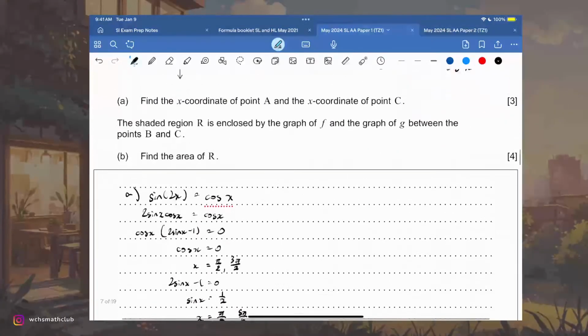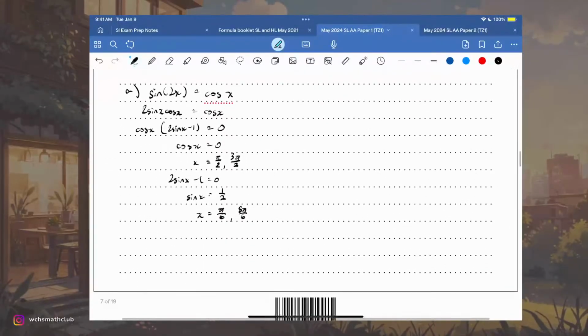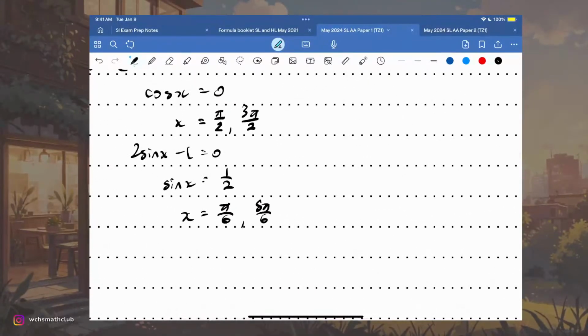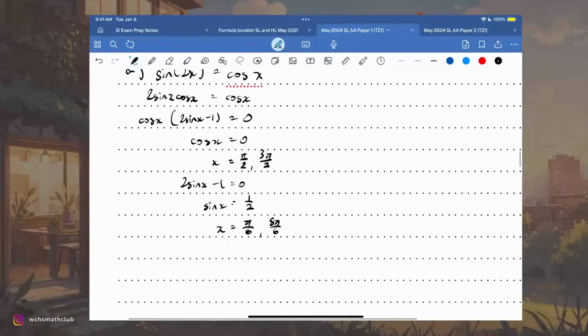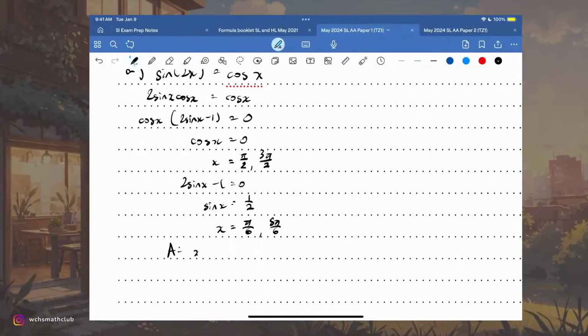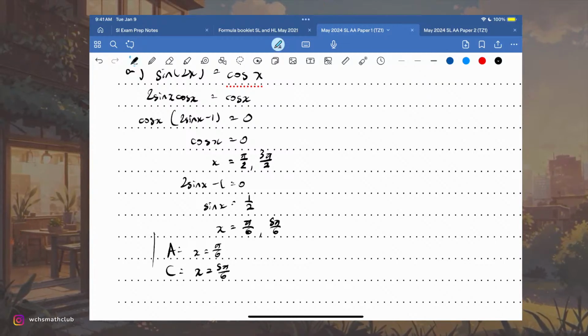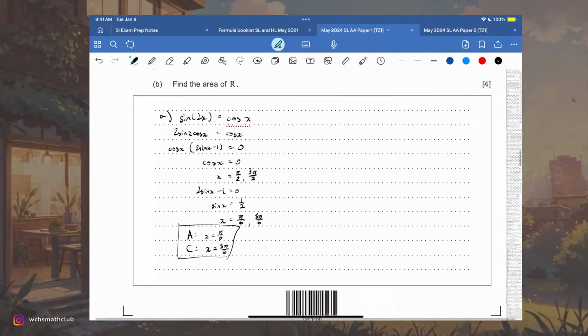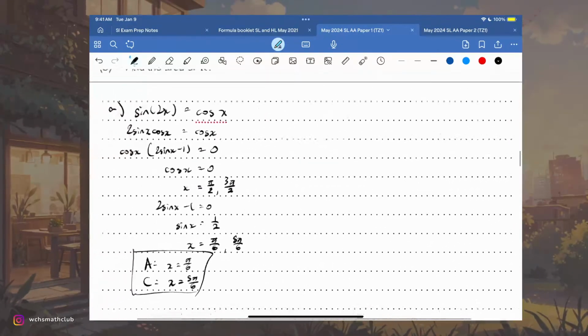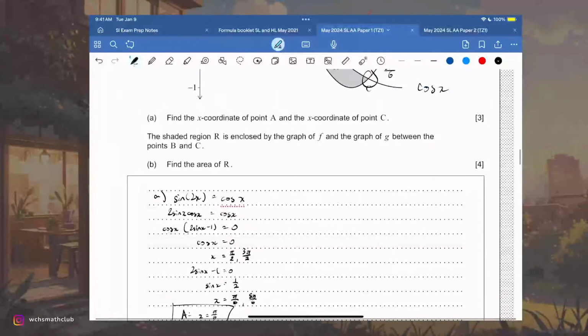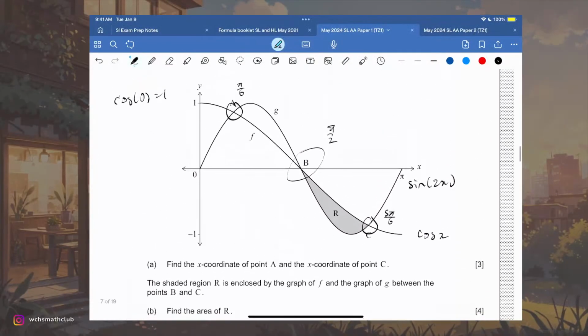And the question asks us to find the x-coordinates, so you would basically represent it like so. A would have an x-coordinate of x equals pi over 6. And then C would have x equals 5 pi over 6. Great, and then just box our answer just like so. And then for part B, it says find the area of R.